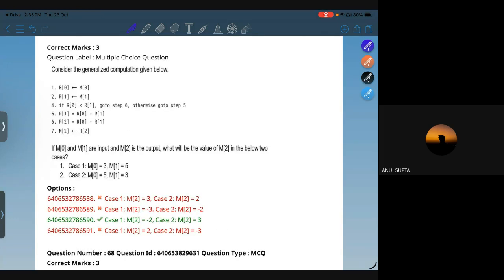Then what will be the output if these are the inputs? Okay, fine. This is 3, this is 5. So if R0, 3, is less than 5, yes, it is. Then go to step 6. Step 6 is this. Then R0 is 3 minus 5, which is minus 2. So the answer is minus 2 in the first case, and there is no need to solve the second case. Fine.